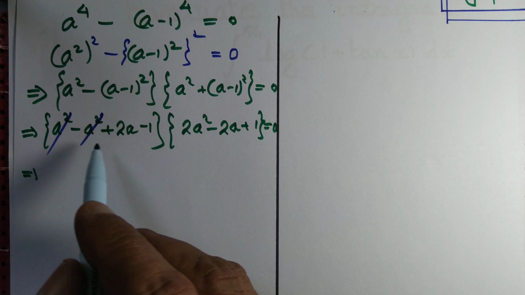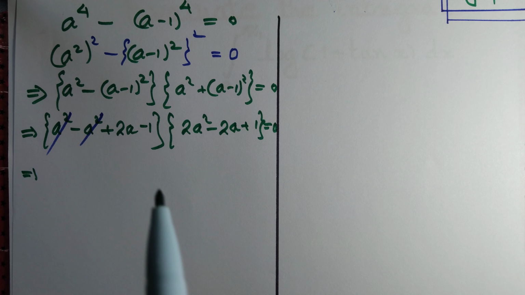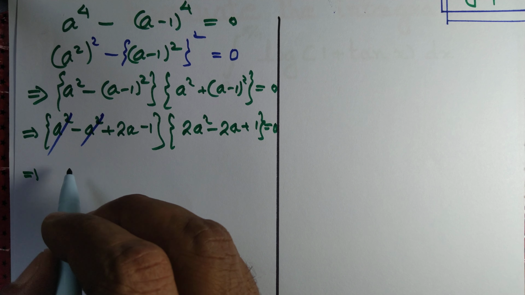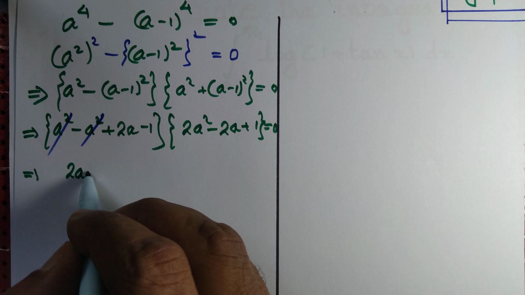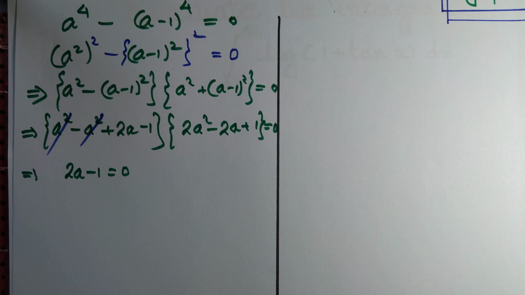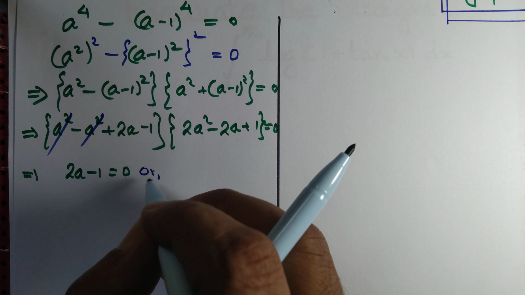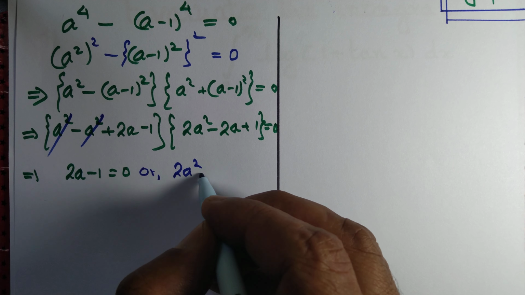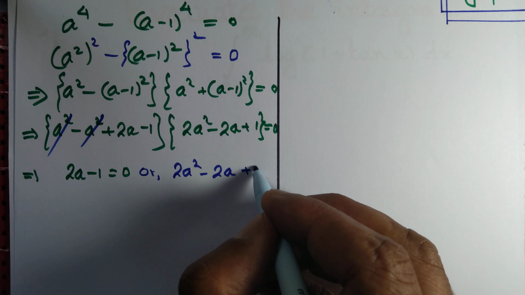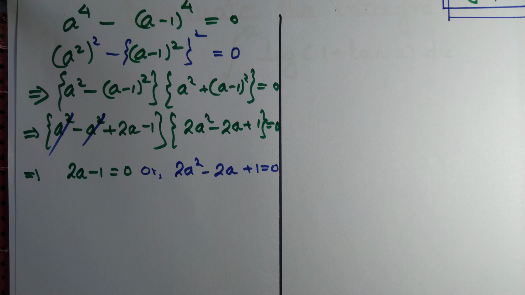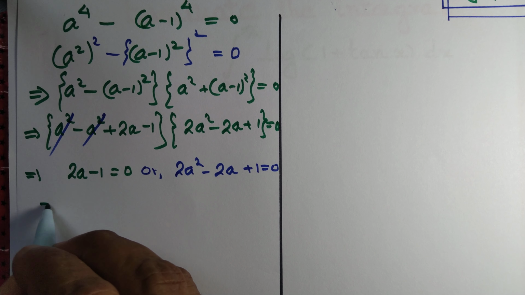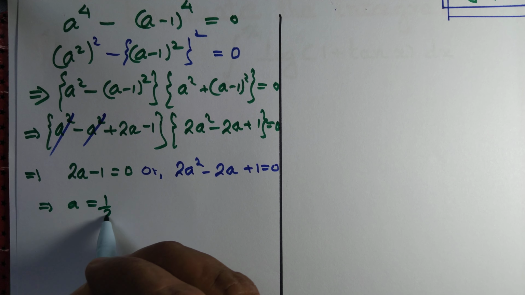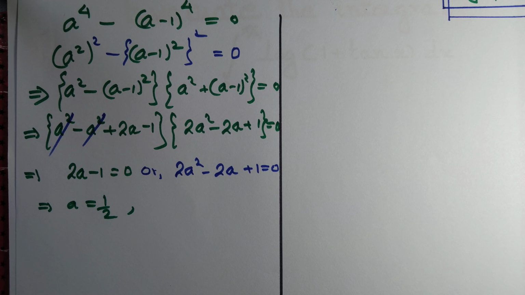Now we have a product of two numbers equal to 0. So one of them has to be 0. We don't know which one. So either 2a minus 1 equal to 0 or 2a square minus 2a plus 1 equal to 0. If 2a minus 1 equal to 0, then a equal to half. But what about the other one?